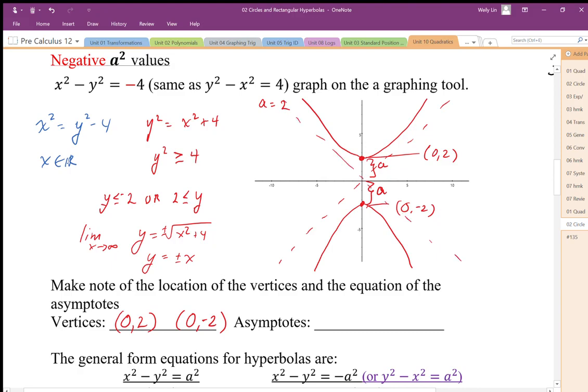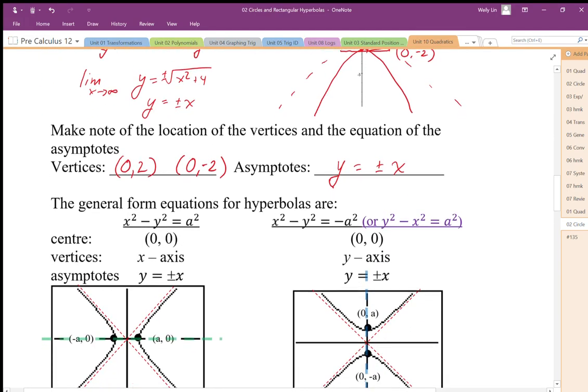In fact, if you notice what I did last time, I drew a little box with a radius a. If I did the same here, the diagonals of that box generate my asymptotes. That's something we're going to start using: I can use my vertical radius and my horizontal radius to generate this box, which generates the diagonals for my asymptotes. So my asymptotes are y equals plus or minus x.